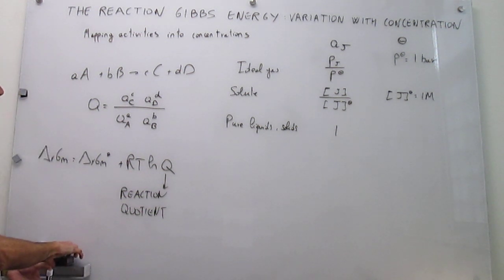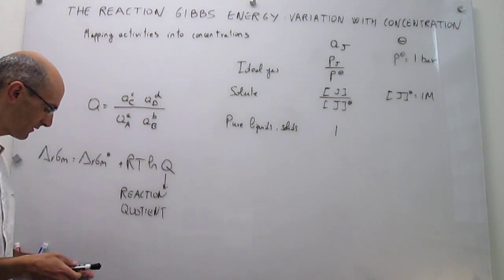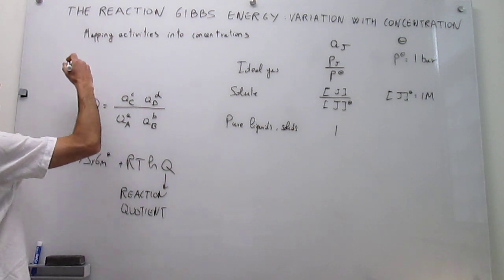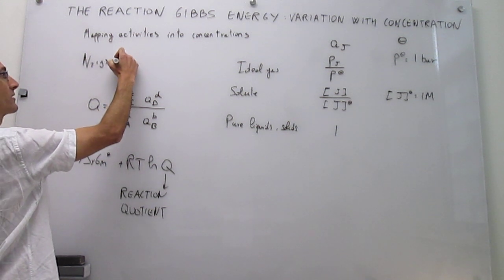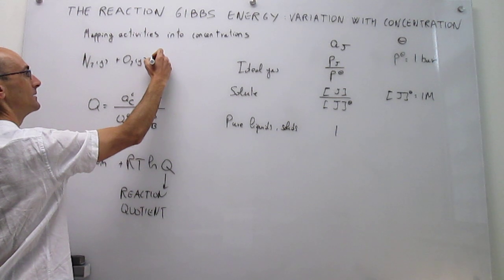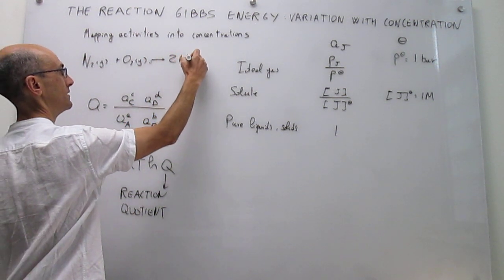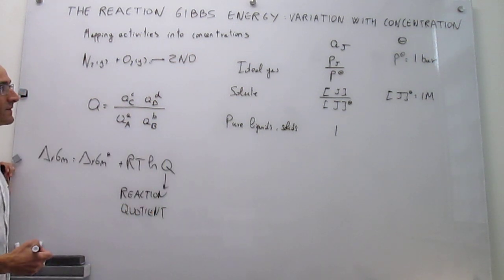Let's see maybe a reaction that we wrote a couple of videos ago, which was the reaction of nitrogen and oxygen in the environment to generate nitrogen monoxide. So N2 plus O2 to generate 2 molecules of nitrogen monoxide. All right, so let's write the reaction quotient there.